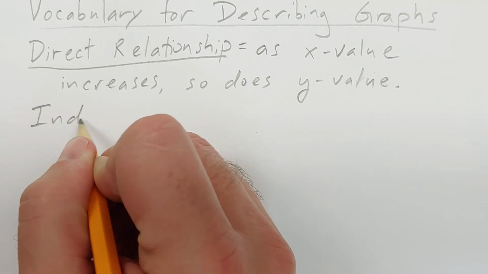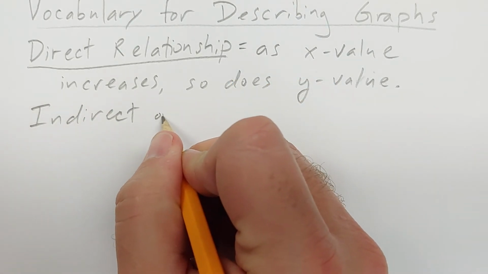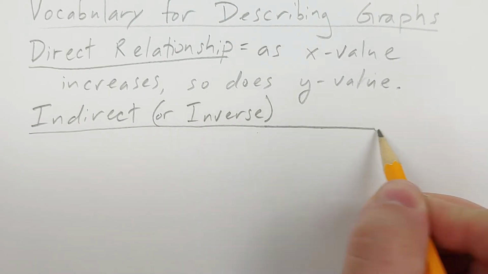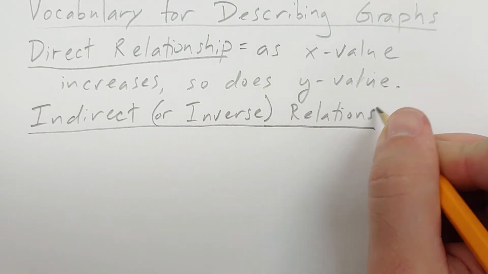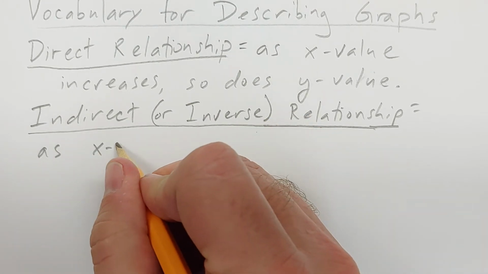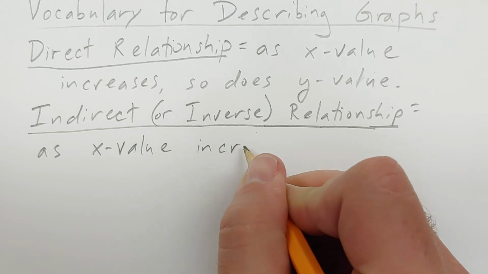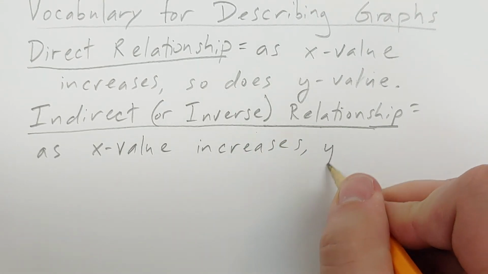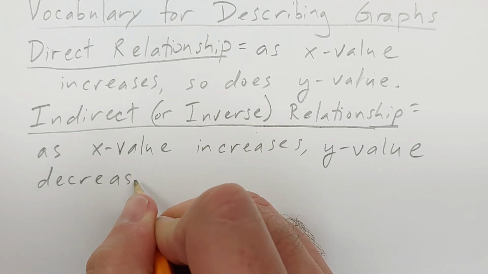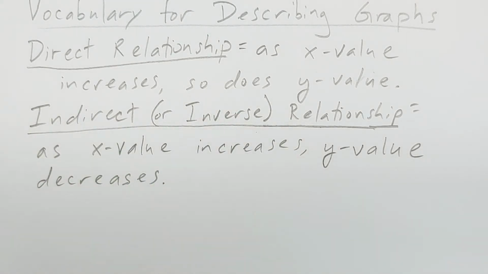It could either be called an indirect or inverse relationship. Okay, those are synonyms. An indirect or inverse relationship means that as the x value increases, the y value decreases. So one value gets bigger, the other one gets smaller. You can also think of it in terms of as x gets smaller, y gets bigger, or as y gets bigger, x gets smaller. The two variables are just going to be changing in opposite directions.